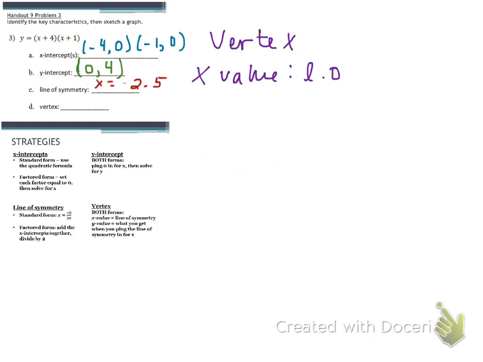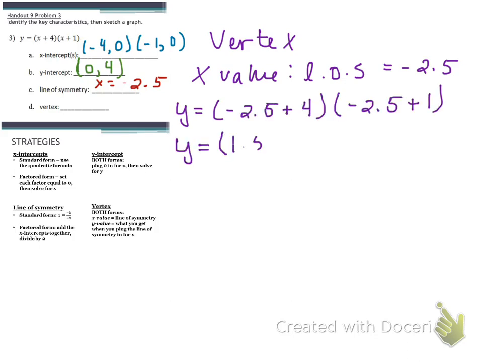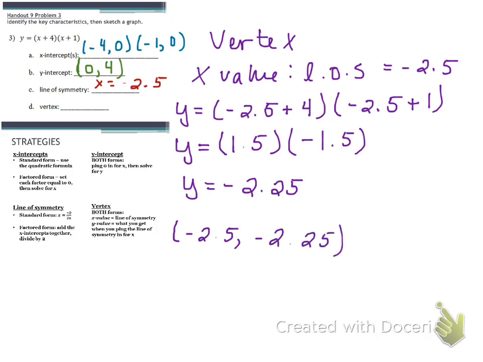For the vertex, your x value is your line of symmetry, and you plug the line of symmetry in for x to solve for y, for your y value. When you do that, you'll have negative 2.5 plus 4 times negative 2.5 plus 1, which gets you 1.5 times negative 1.5. So your y value of the vertex is negative 2.25. So the vertex ordered pair is negative 2.5, negative 2.25.